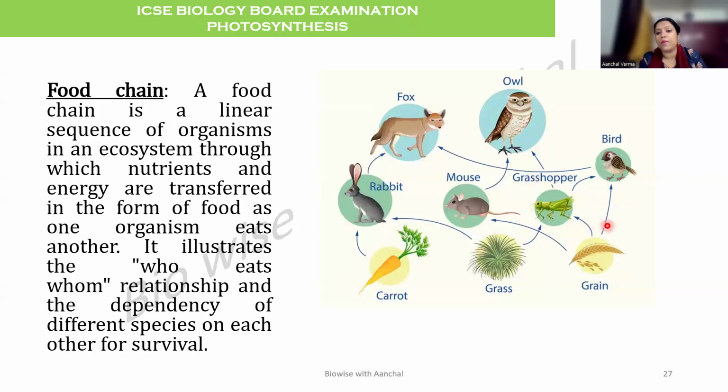Here is an example of a food web. It's not a food chain. A food chain is a linear chain. But here there are so many linear chains which are mixed with each other. So this is called the food web.